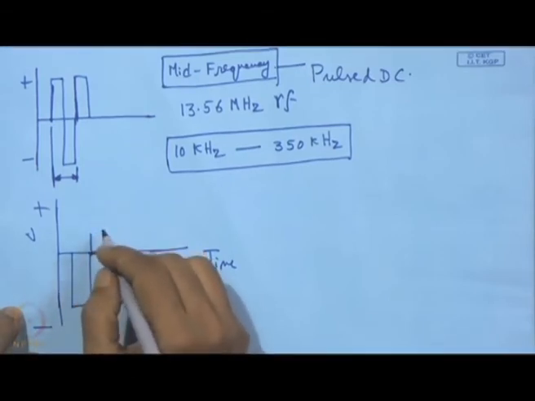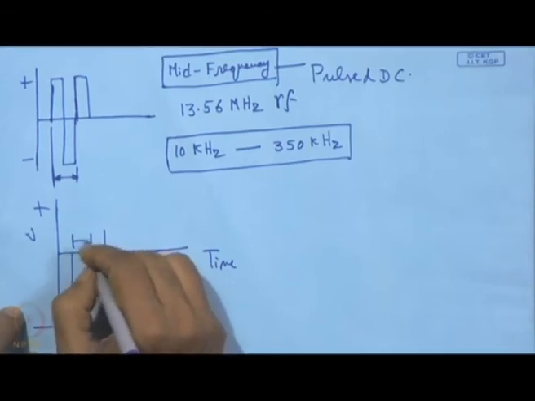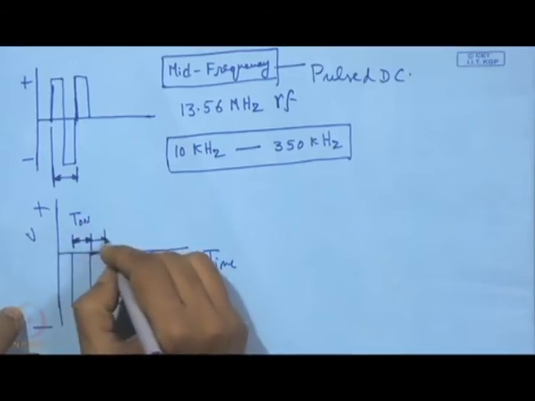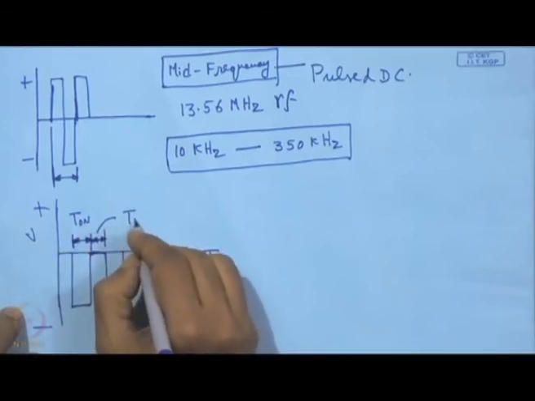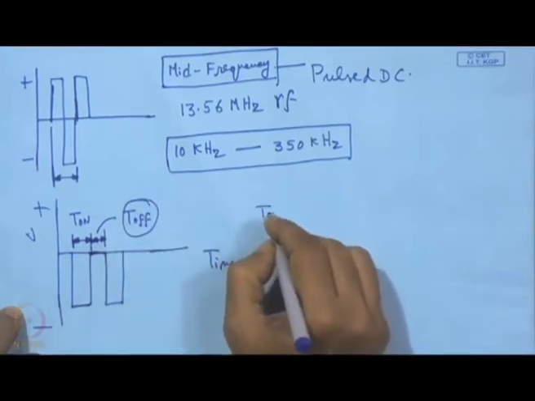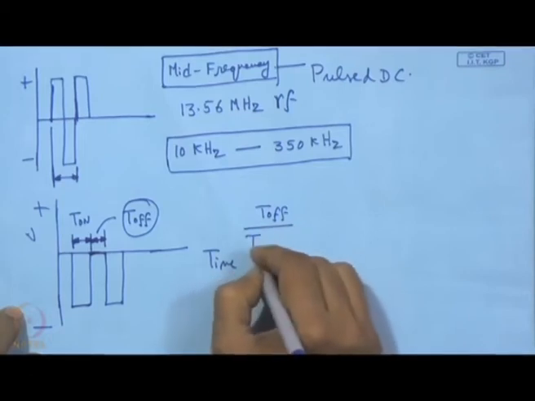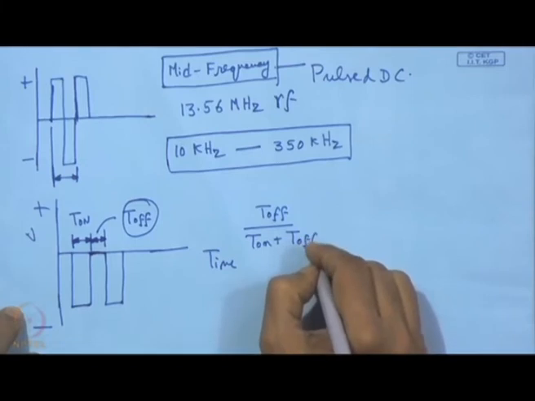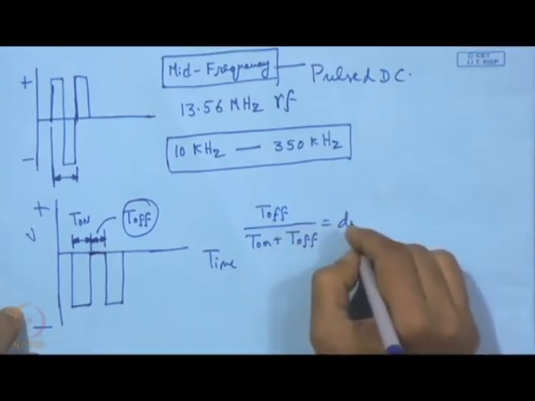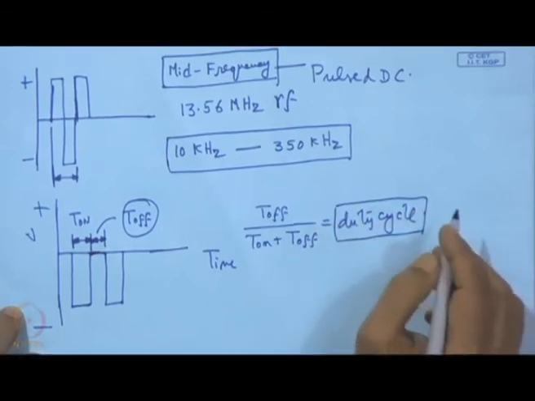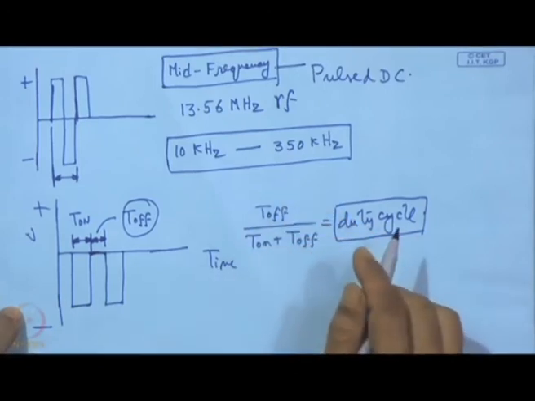So, this is actually called T on, and this part we call T off. And this T on and T off, that means the total pulse width, that we call actually duty cycle. This is one important term in that it is actually representing the productivity.